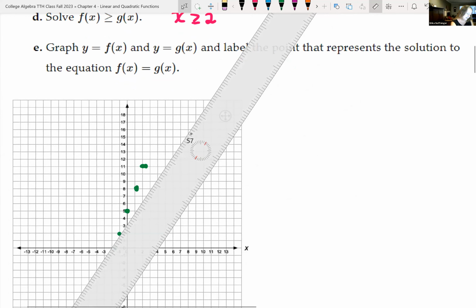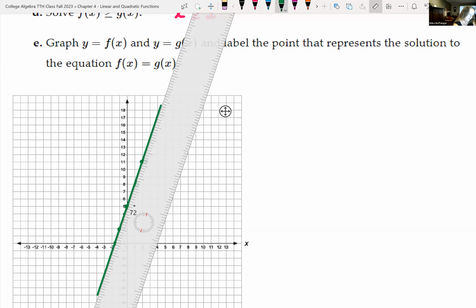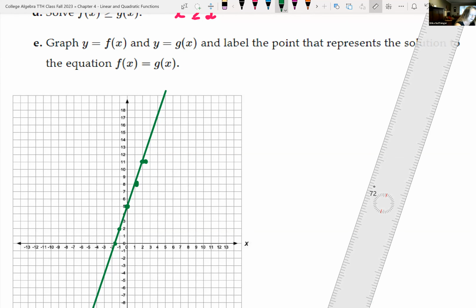Okay, so I'm graphing this line. We get something that looks like this, and this is our f of x function.